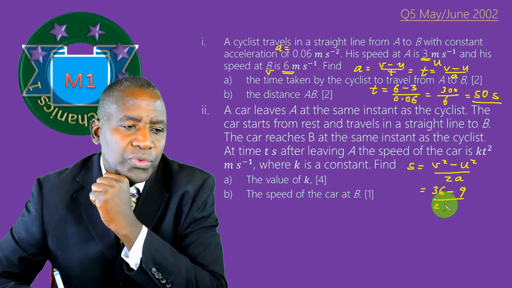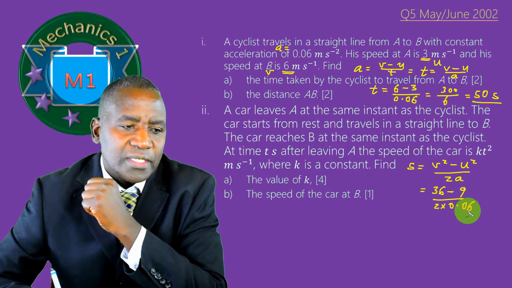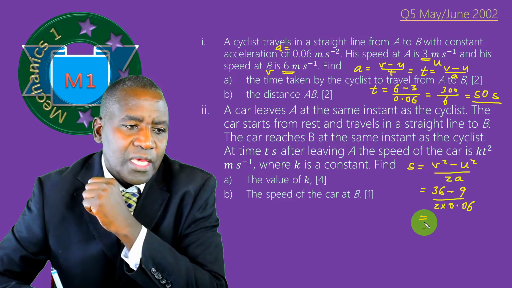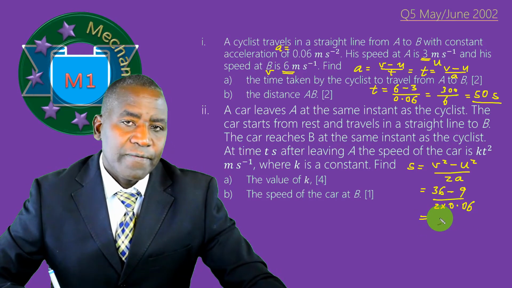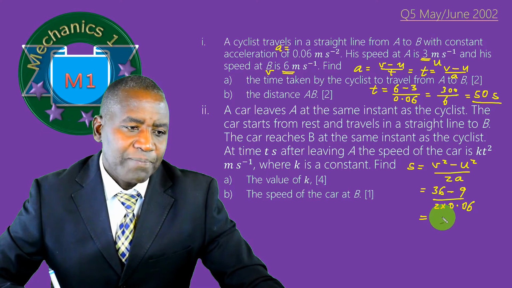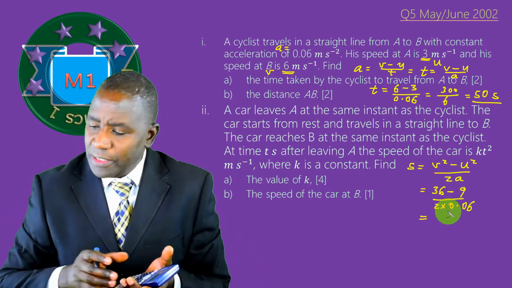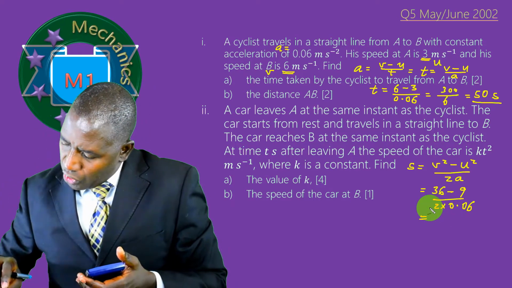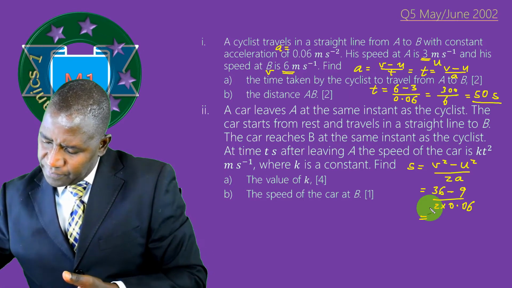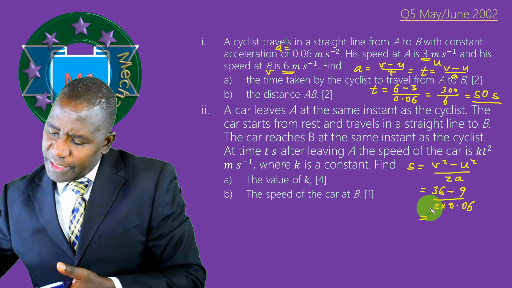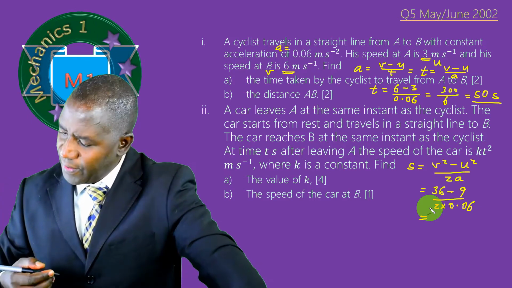Divide by 2 times 0.06. And when you manipulate this, you're going to get a distance of, I think, 225. You can confirm that. Let us just confirm that. Or maybe I had worked it out somewhere around here. Yes, the distance will be 225.